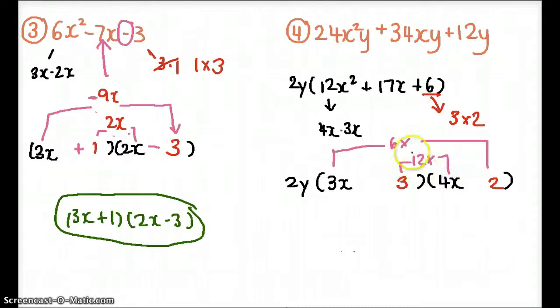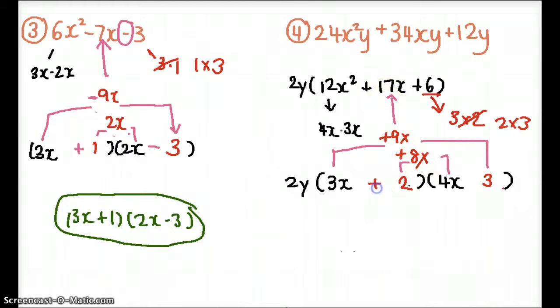And it turns out that 12x plus 6x, or 12x minus 6x, never equals 17x. So we know that this is wrong. So we're going to try something else. So maybe instead of 3 times 2, we can try 2 times 3. So I'm going to try that. 2 and 3. So the outside we get 9x, and on the inside we get 8x. And if we add these two values, 9x plus 8x, we get 17x.